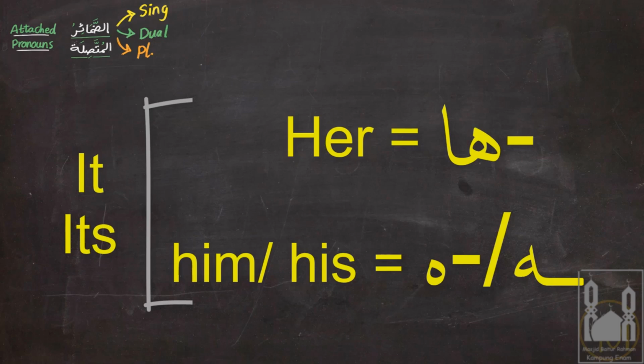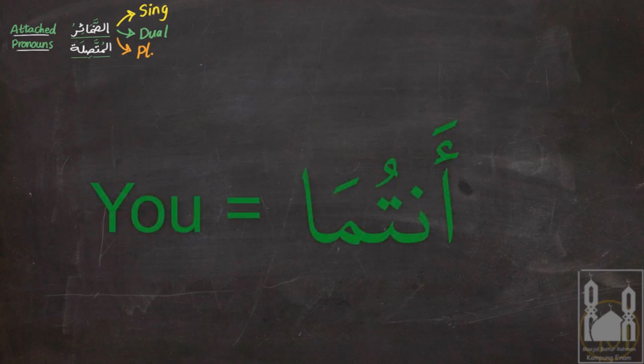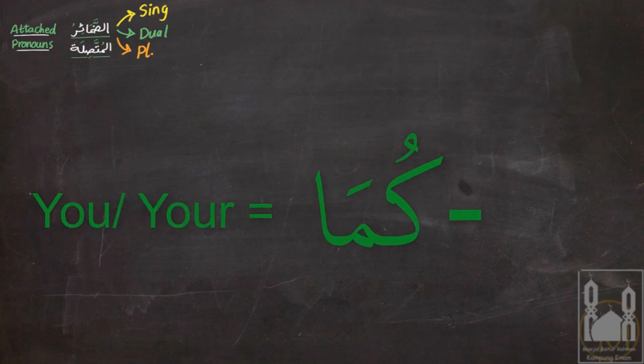Now these were the singular attached pronouns, which come at the end of words as suffixes. Moving on to the dual attached pronouns, which also come as suffixes at the end of words. And what we learned last time for the dual pronouns was antuma, and its attached version is كما, which would then mean you or your for the dual form, like in these examples.